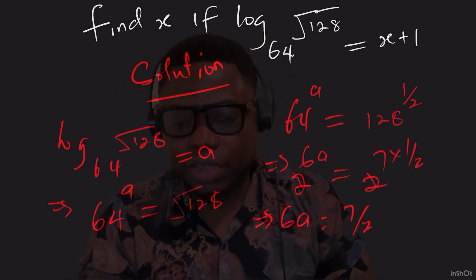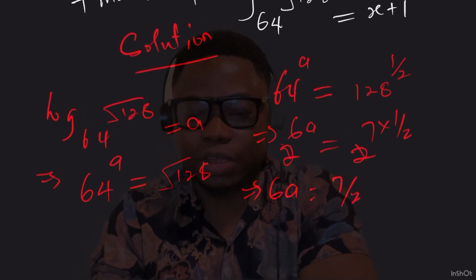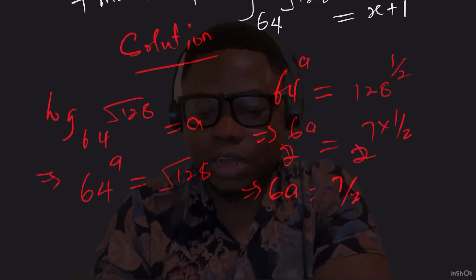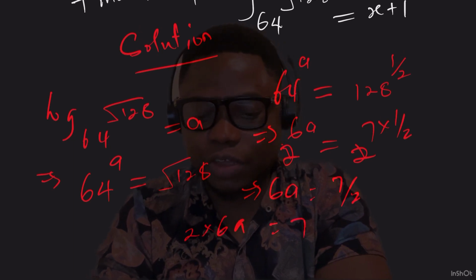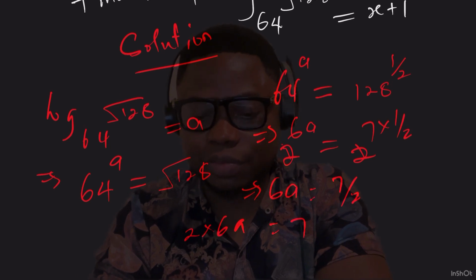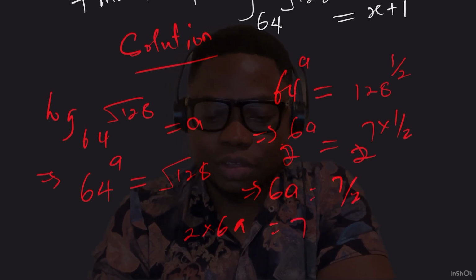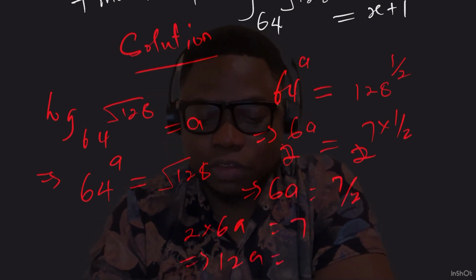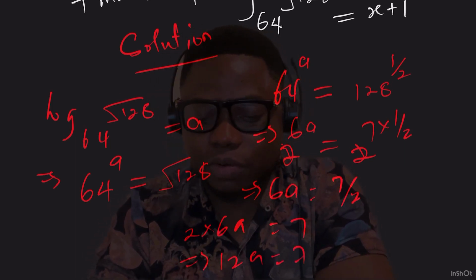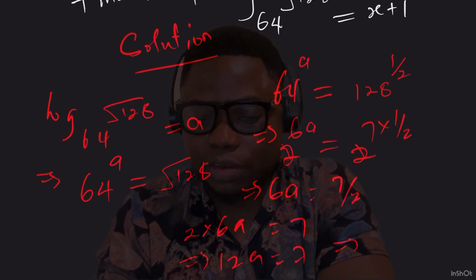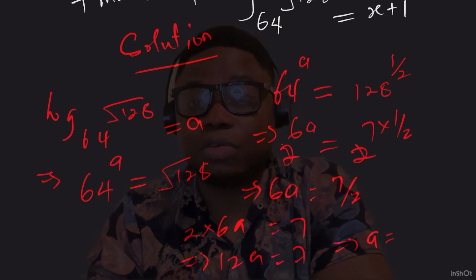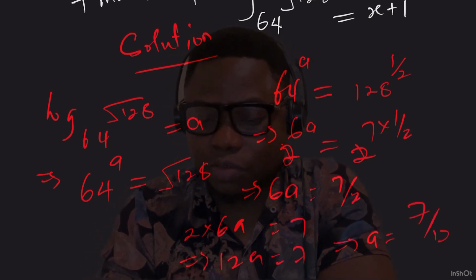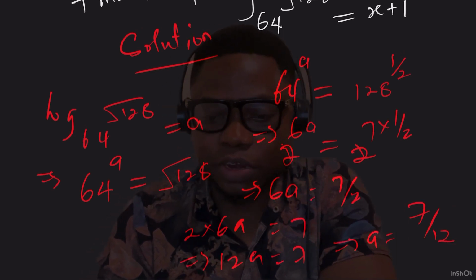Now, what do I need to do again? I'll cross multiply in order to find the value of A. Doing cross multiplication, I will have 2 times 6A, which is 12A, is equal to 7. So this is the same as 12A is equal to 7. To find the value of A, I will divide both sides by its coefficient, which is 12, and that will give me A is equal to 7 over 12. That's 7 over 12, but this is not the answer.